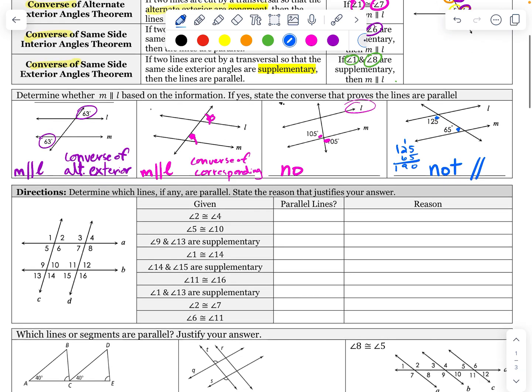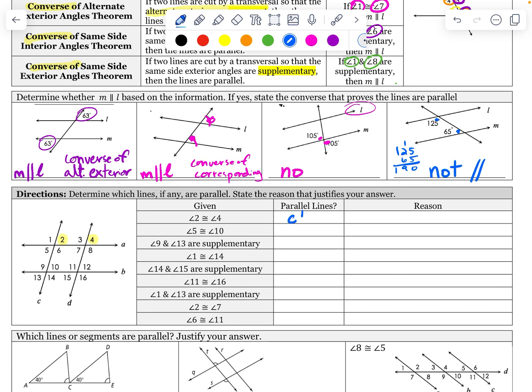Determine which lines, if any, are parallel. State the reason that justifies your answer. So y'all, these are kind of one-step proofs here. So 4 and 2, if those two are congruent, they are corresponding. Now they're cut by the transversal A, and so the parallel lines would be C and D. C is parallel to D. It's the converse of corresponding angles.